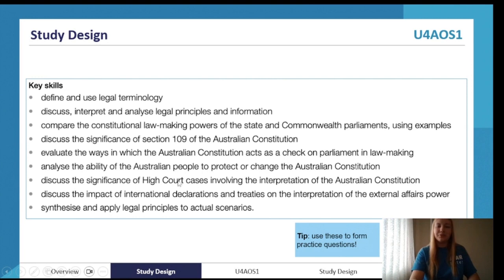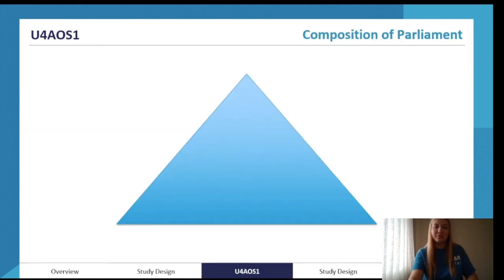For example, for the Australian Constitution acting as a check on Parliament in lawmaking, it specifies that you will have evaluate questions for this. So you need to be able to evaluate all the 5 ways in which the Australian Constitution acts as a check on Parliament. You can also use them to form practice questions for yourself. It's nothing difficult, legal studies questions are very, very straightforward. You don't need to make a case study, but if you're looking to write short answer or extended response questions, you can take that directly from the key skills dot points.